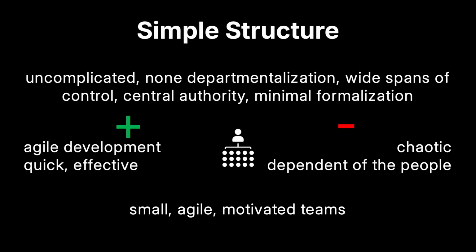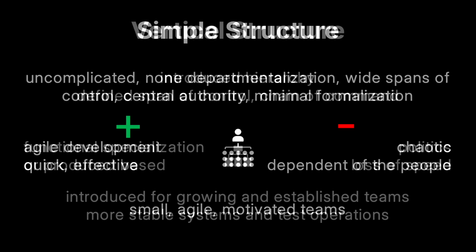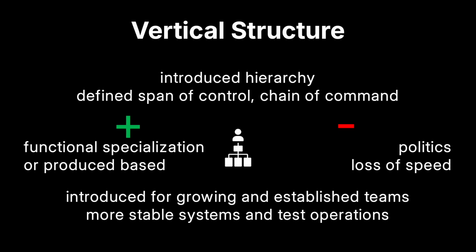However, the simple structure is very dependent on individuals, and it is ideal for agile development with highly skilled and effective teams. Then the vertical structure. Here, a hierarchy is defined with a span of control and a chain of command. You may have functional specialization or product-based vertical structures. Departments may exist with defined formalizations.